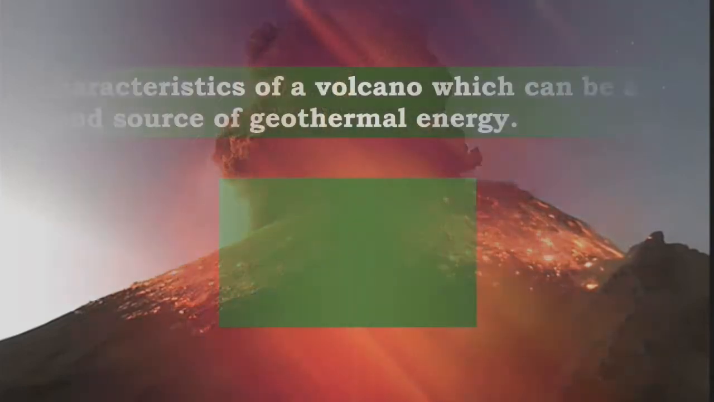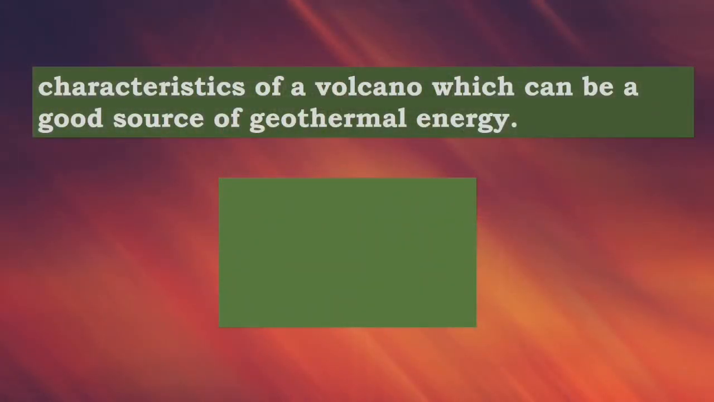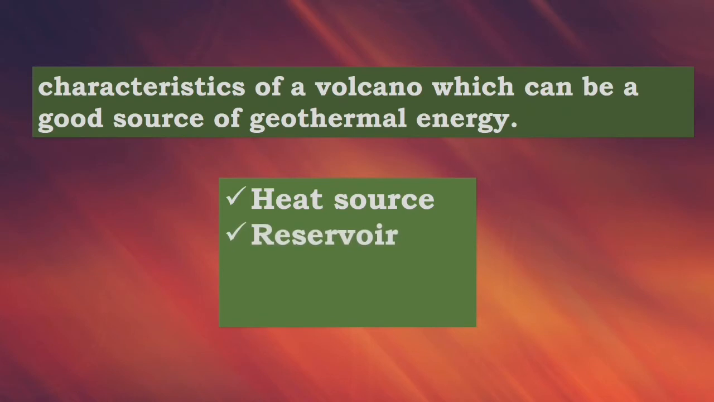So what are the characteristics of a volcano which can be a good source of geothermal energy? We have four. Ano-ano yun? Una, the heat source or the magma chamber. Pangalawa, the reservoir. This is a permeable rock for holding water. Pangatlo is the cap rock. This is responsible for sealing and preventing water and steam from escaping. And lastly, the water, which is a medium for transporting the heat back to the surface.